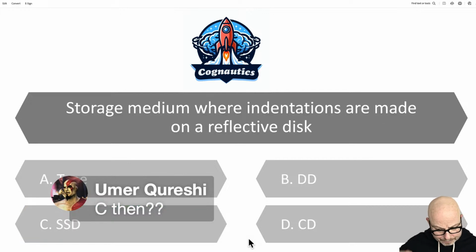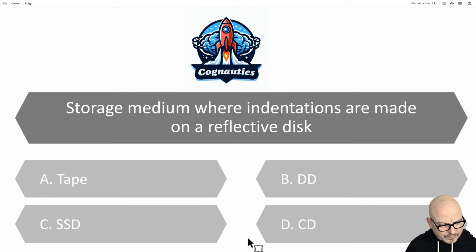Right, this one. A storage medium where indentations are made on a reflective disk. What do we think? Tape, HDD, SSD, or CD? What do we reckon it will be?